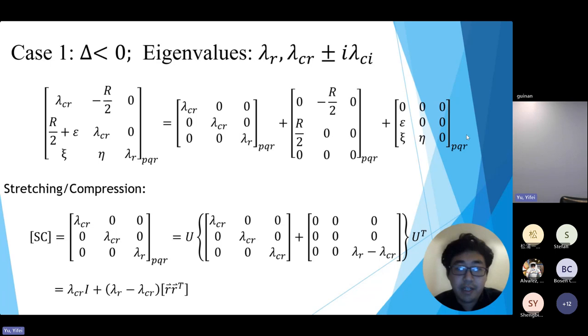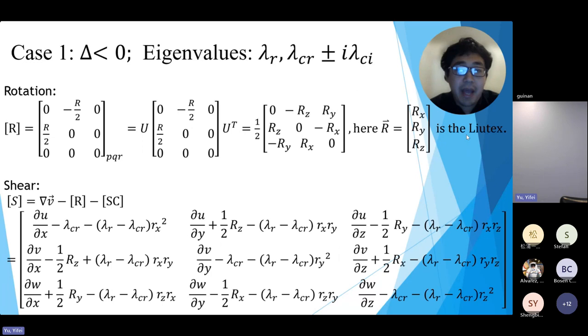For stretching and compression, we can use the following equation to bring it back into the original system, which equals lambda CR times identity matrix plus lambda R minus lambda CR times R transpose. Here, R times R transpose is a 3x3 matrix. For the rotation term, we can bring it back into the original system as follows. Here, Rx, Ry, Rz stand for the three components of the Liutex vector R. For the shear, we can obtain it by subtracting rotation and stretching or compression from the original velocity gradient tensor, nabla v, and it can be expressed as follows.